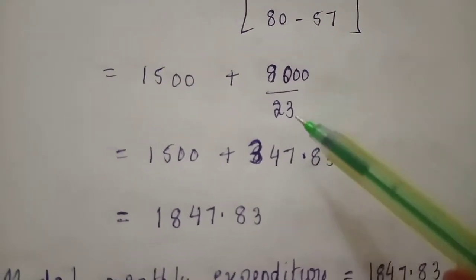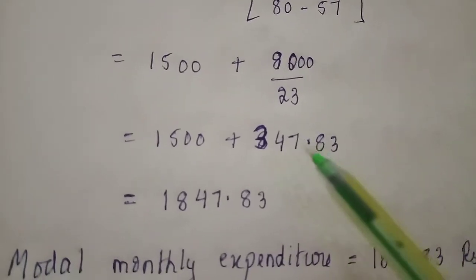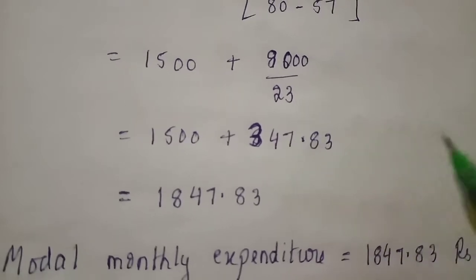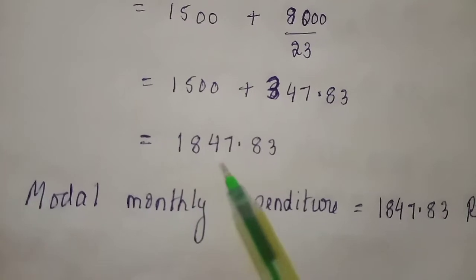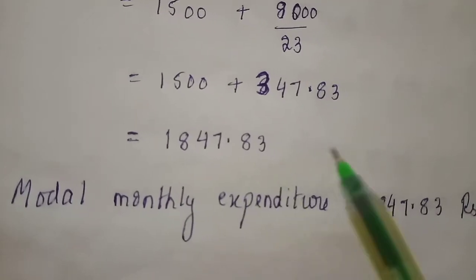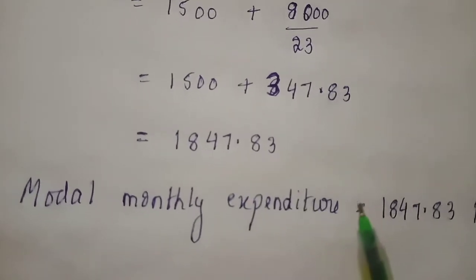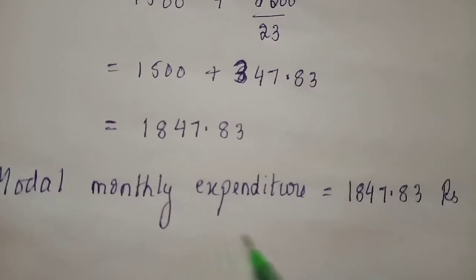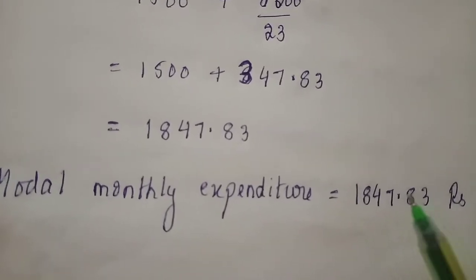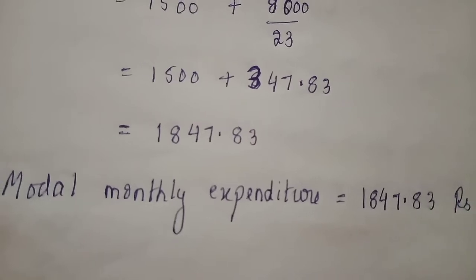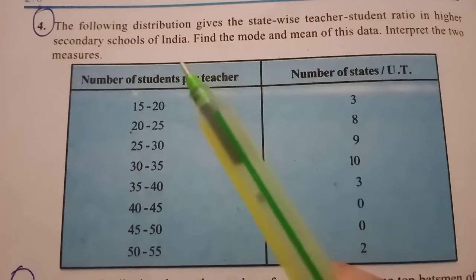So divide 8000 by 23, we get 347.83 approximately. So add with 1500, we get 1847.83. So conclude the answer. Modal monthly expenditure equals 1847.83 rupees.